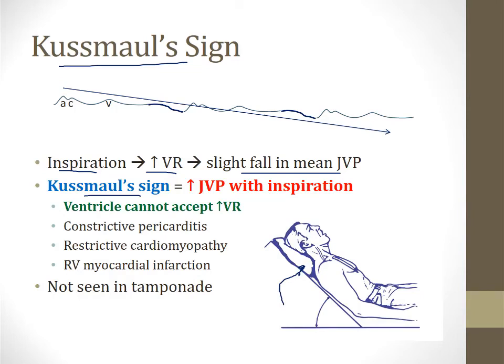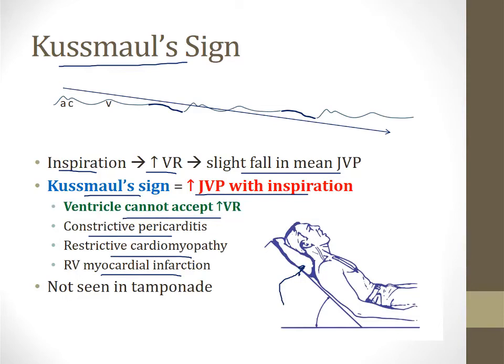Kussmaul's sign is when the opposite occurs. The jugular venous pressure rises with inspiration. This is abnormal. And this happens in pericardial constriction because the ventricle cannot accept the increase in venous return. The right ventricle is surrounded by a calcified sac and it can't expand to accept the venous return, so instead the pressure in the right atrium rises, and you can see that when you examine the neck. This is seen in constrictive pericarditis. It's also seen in restrictive cardiomyopathy, and you can rarely see this in a right ventricular myocardial infarction.